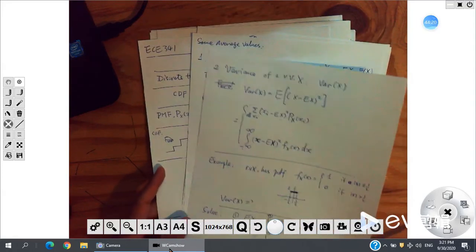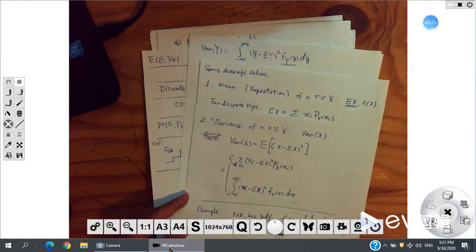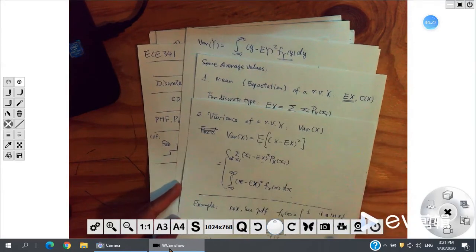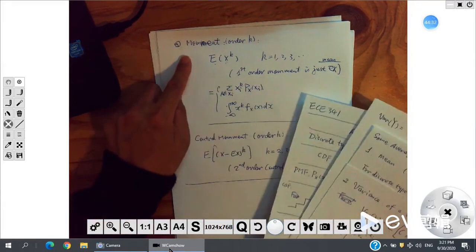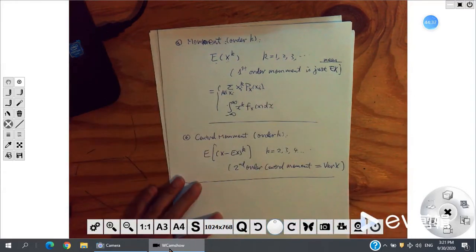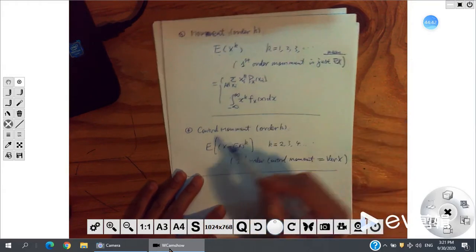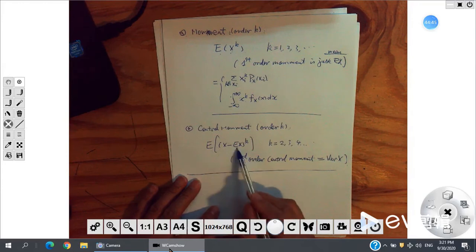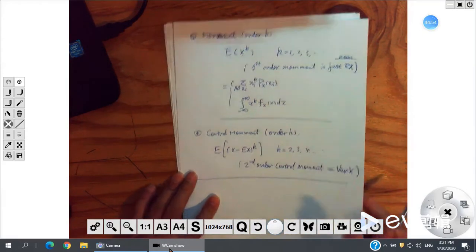And then we have some generalizations of these two. Variance goes to central moment, and the mean goes to moment. This one is related to the mean, a kind of generalized mean. If k is 1, it is just the mean. And this is a generalized variance. When k is 2, that is the variance. So we have these 4 numbers we need to calculate.